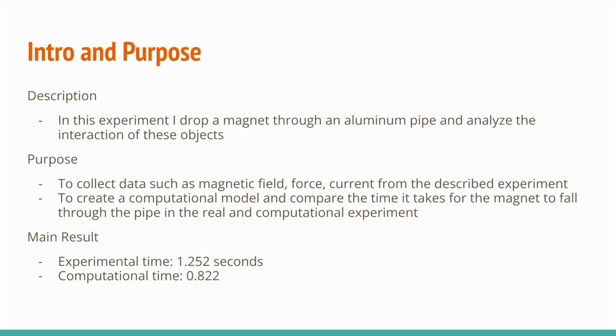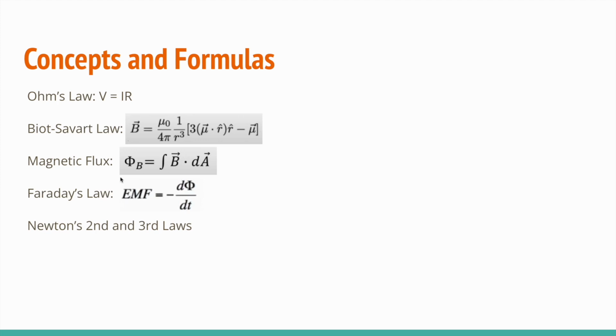The main result of this lab is that the experimental time was 1.252 seconds, while the computational was less than that at 0.822 seconds. Some of the concepts and formulas I used in this lab were Ohm's law, which is voltage equals current times resistance, the Biot-Savart law, shown here, the formula for magnetic flux, and Faraday's law, which is EMF equals negative change in magnetic flux over time, and Newton's second and third laws.